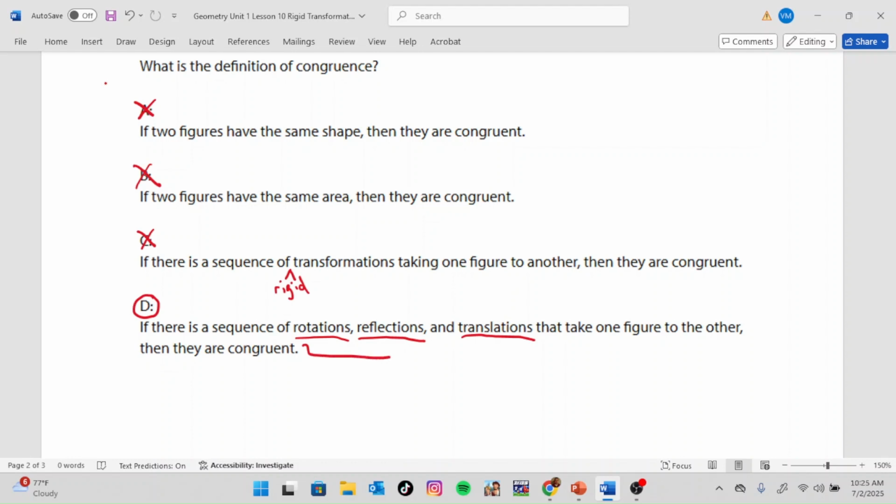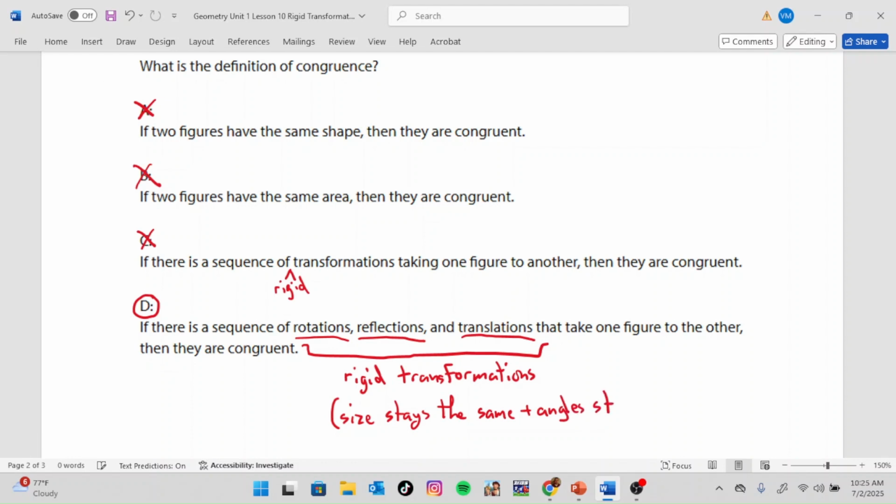These 3 movements are rigid transformations. And because they are rigid transformations, size stays the same, and the angles stay the same. And that is what is needed for congruence.